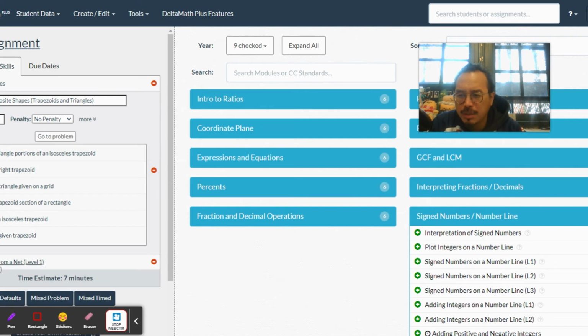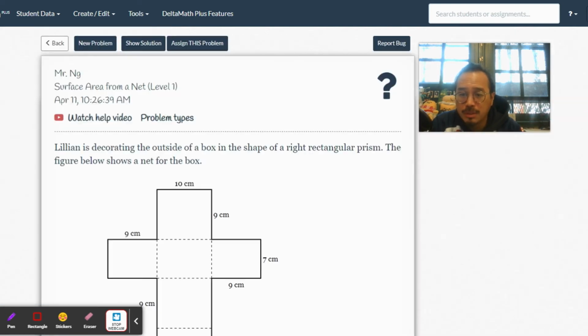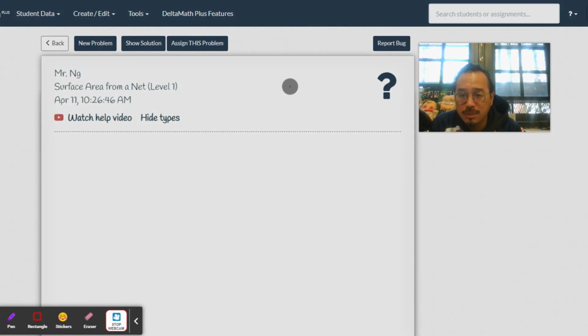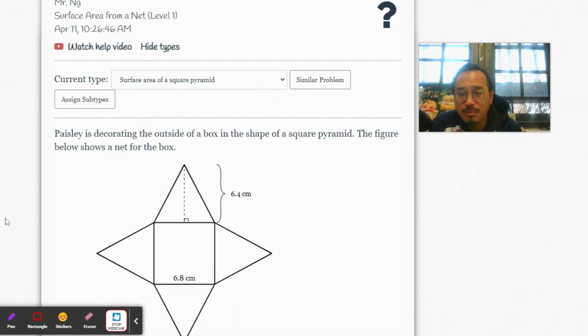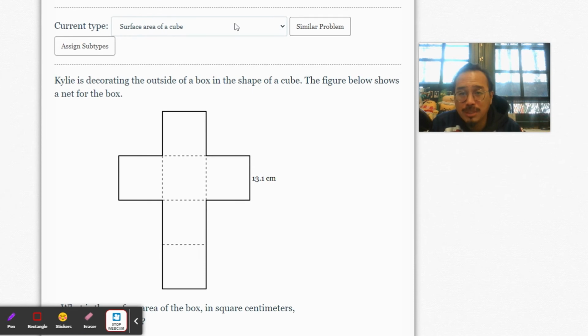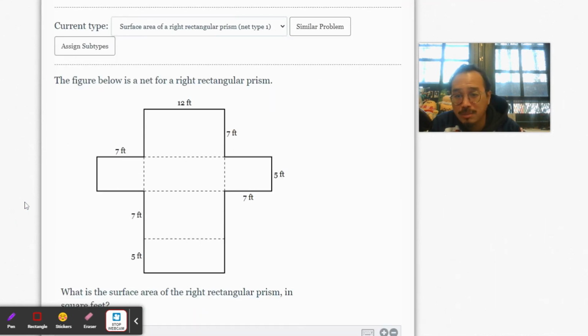Now, what else? Surface area from net. Okay, surface area from square pyramid. Is that even it? From square pyramid. There we go. That's the one I want you guys to do. Now, the reason why I didn't pick something like this, look at this kind of question. Like this, all right, because that's a square, so all the formulas are the same. And even something like this, the formulas are kind of easy because you're just looking at a bunch of rectangles.